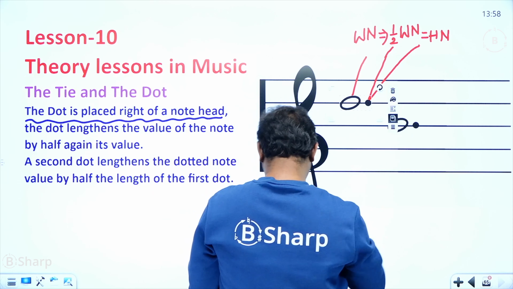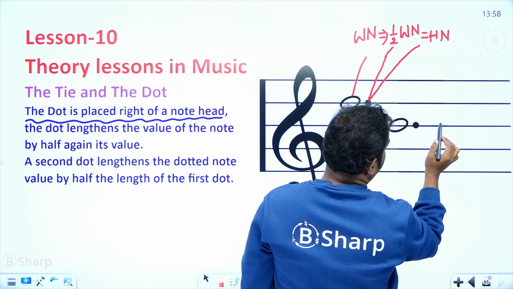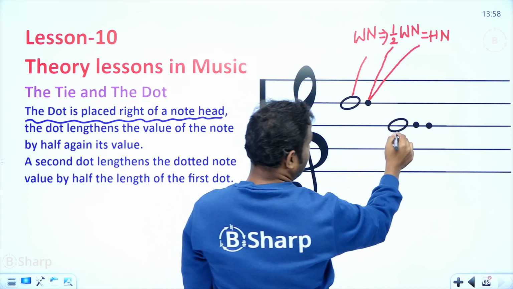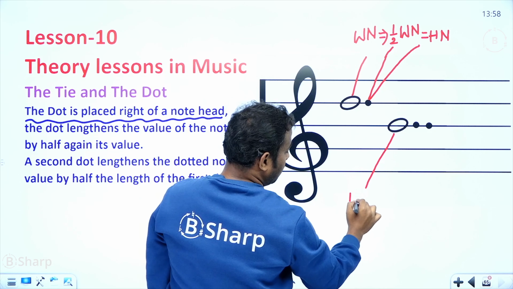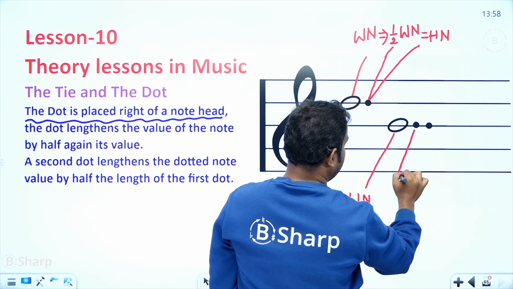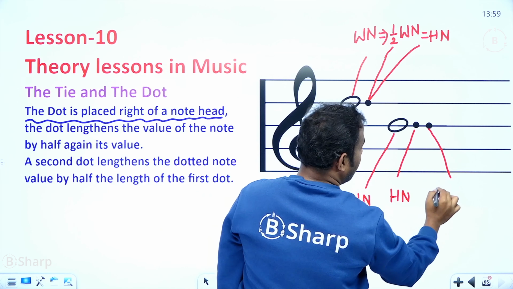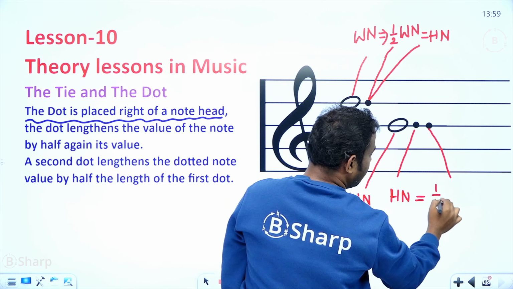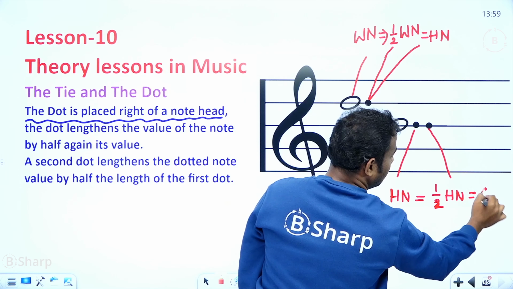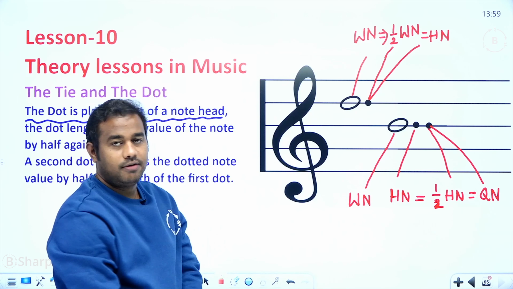And if there is going to be another dot, so this is another dot here. Using the same calculation we just did: there is one whole note, this symbol is a whole note symbol, and this symbol is a half note symbol. This symbol becomes half of the half note symbol. So what is this value? One quarter note. So that's the meaning of this one here.